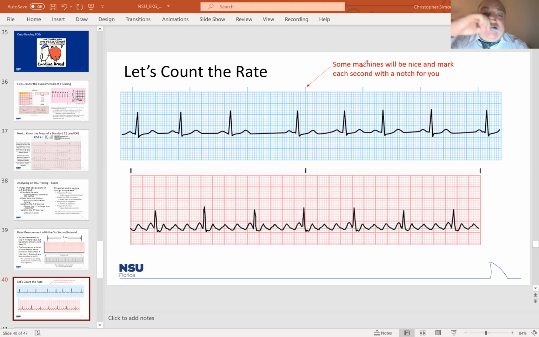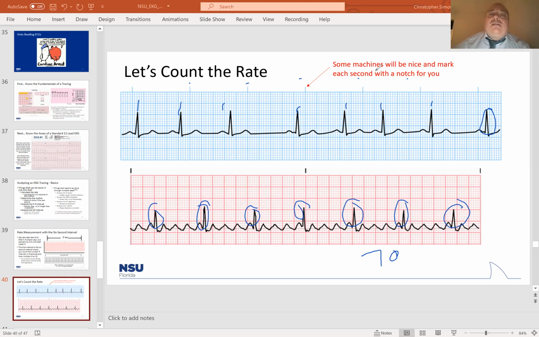But either way, if you have a 6-second strip, you just count the R's. So 1, 2, 3, 4, 5, 6, 7. Technically, we shouldn't count that one, but it's right on the borderline. Either way, you count up how many R's, and then you times it by 10. And the same thing here. So how many R's do we have? 1, 2, 3, 4, 5, 6, 7. So the heart rate for this one would be roughly about 70. Okay. So that's just how the 10-second method works.